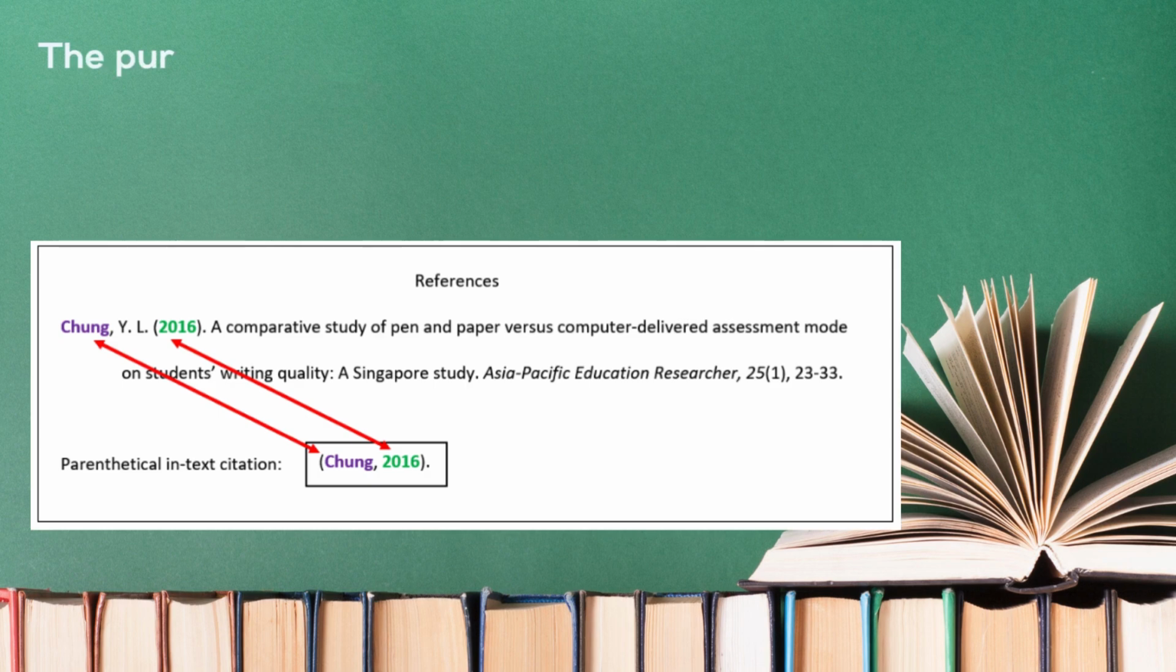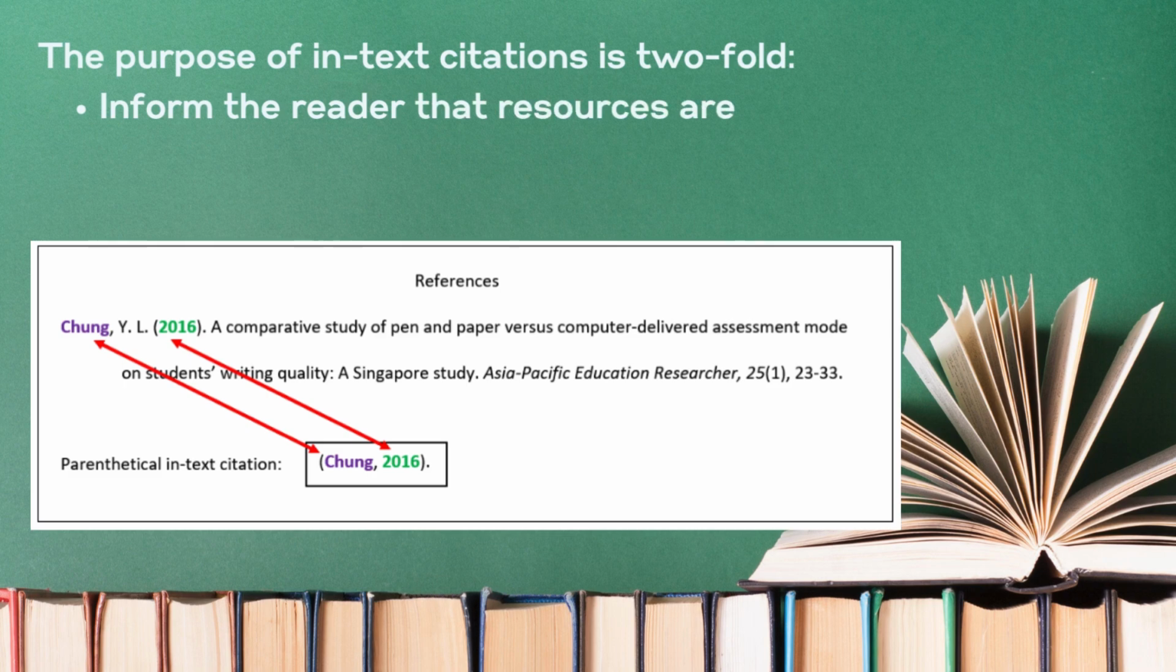They are an abbreviated version of the full reference, typically including the author's name and the publication date. The purpose of an in-text citation is twofold. It not only signals to the reader that information from a source is being used, but also serves as a finding tool. By matching the first 2 elements of the reference, it allows readers to easily locate the full citation in the reference list.